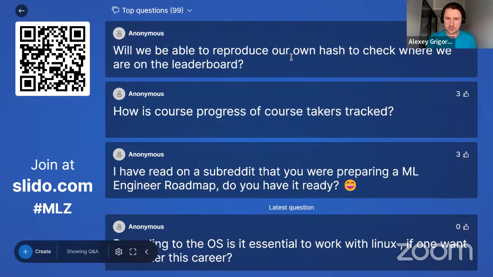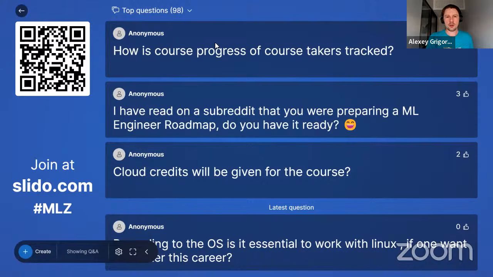Will we be able to reproduce our own hash to check where we are on the leaderboard? Yes, you will be. This is a hash of your email. How is course progress tracked? The leaderboard, I guess.